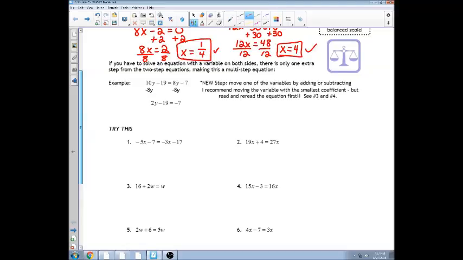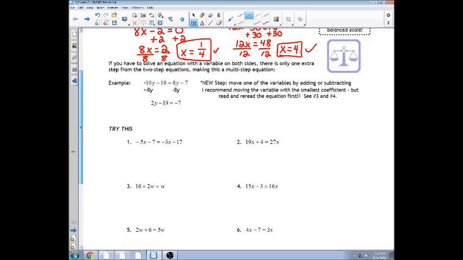Okay. So if you look at the example that it was just talking about, they subtracted the 8. So 10 minus 8 got me 2y. I kept the negative 19, and then we have a two-step equation. All right. So why don't we go ahead and try these?